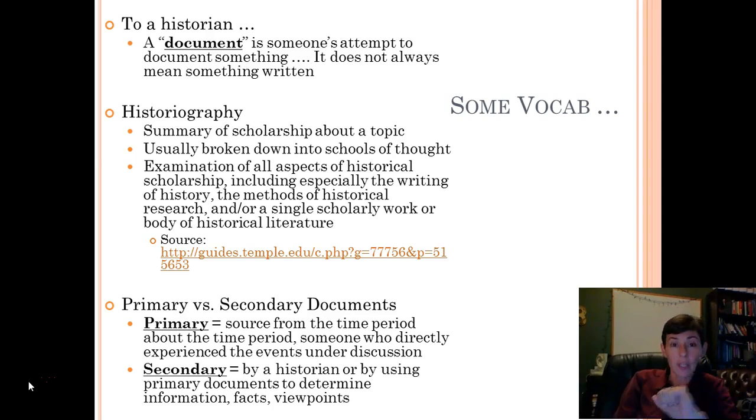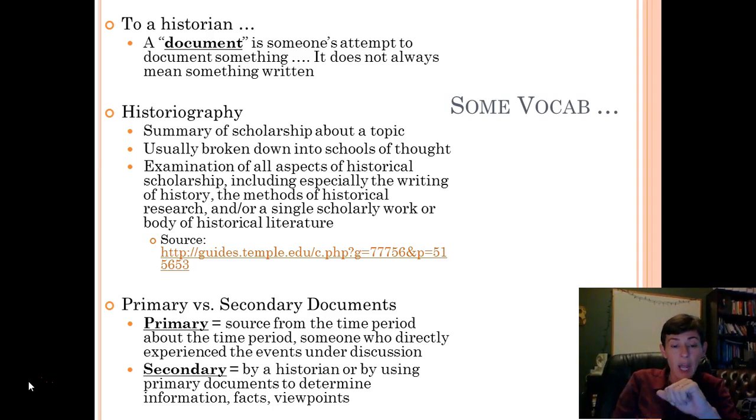Now, historiography is an important word to know. It's an important piece of academic vocabulary, especially for secondary sources. Basically, the definition is a summary of historical scholarship about a topic. So it's the sum total of everything that historians have written about a topic. You'll see things like Civil War historiography or World War II historiography. That means a summary of everything that's been written by historians about that topic.